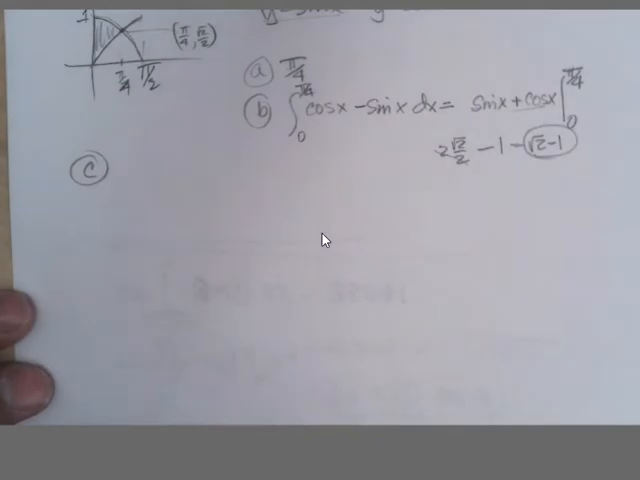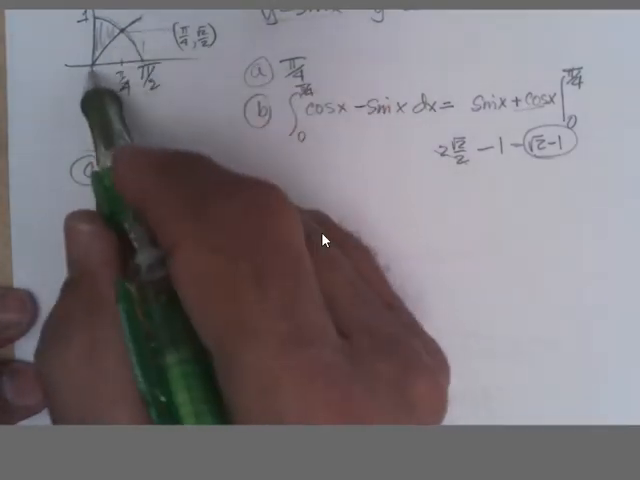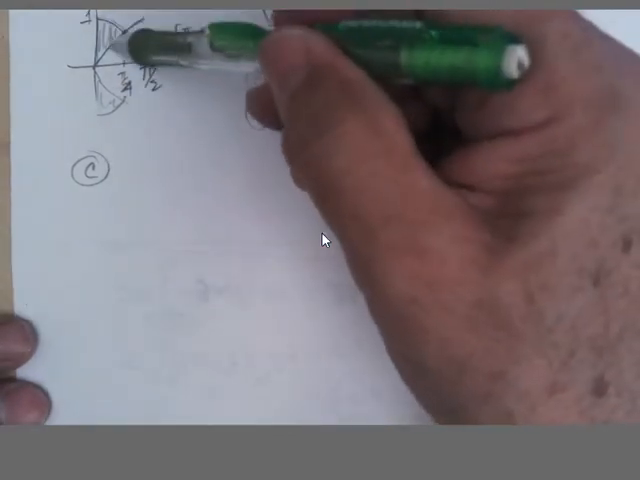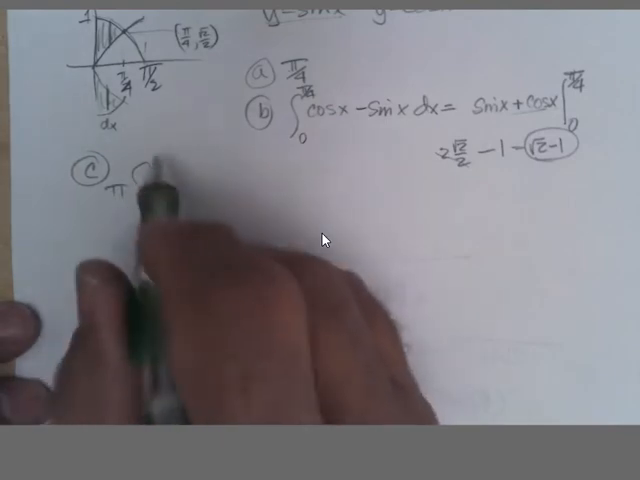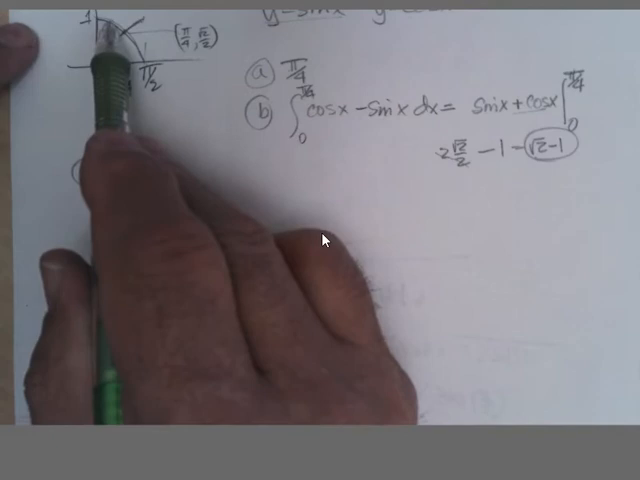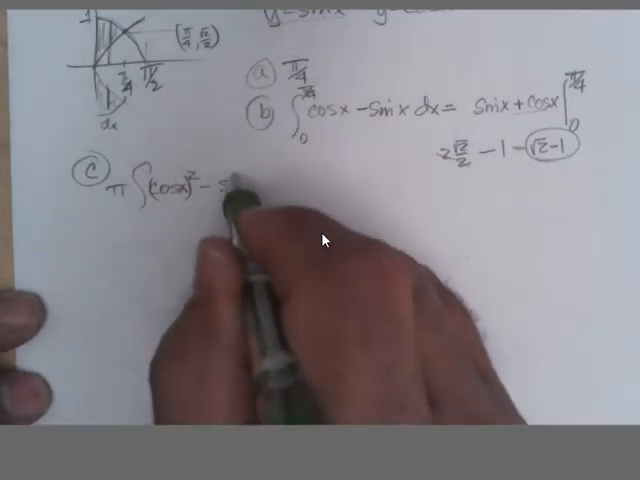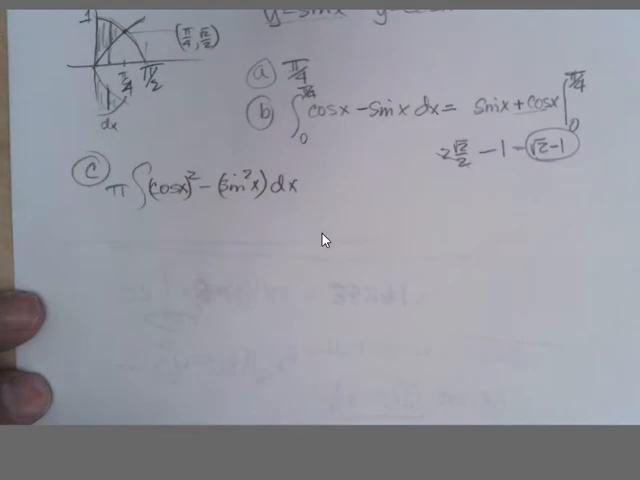Now C says revolve this around the x-axis. So we can do disc or washer, there'll be a hole in it, so I'm going to do that. The thickness is dx, it's in the x direction. So it's the integral of pi times the large radius, that's all the way up to the curve here, the y value on this curve, which is cosine x, squared, minus the small radius, up to the sine curve, the y value, sine of x, squared. And the thickness was dx.